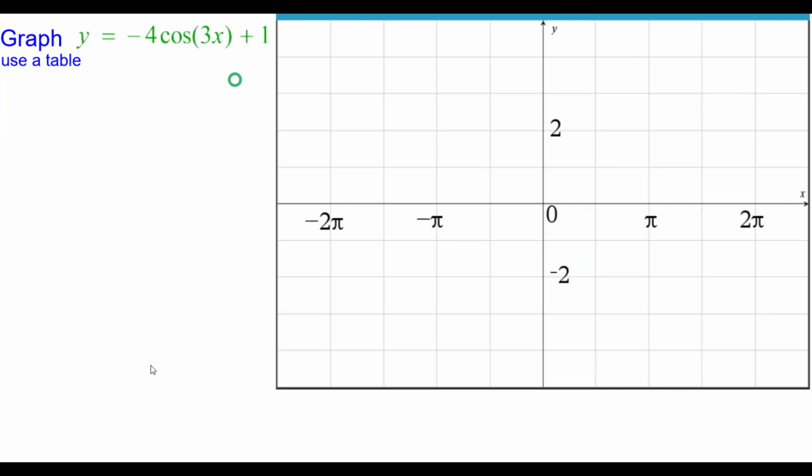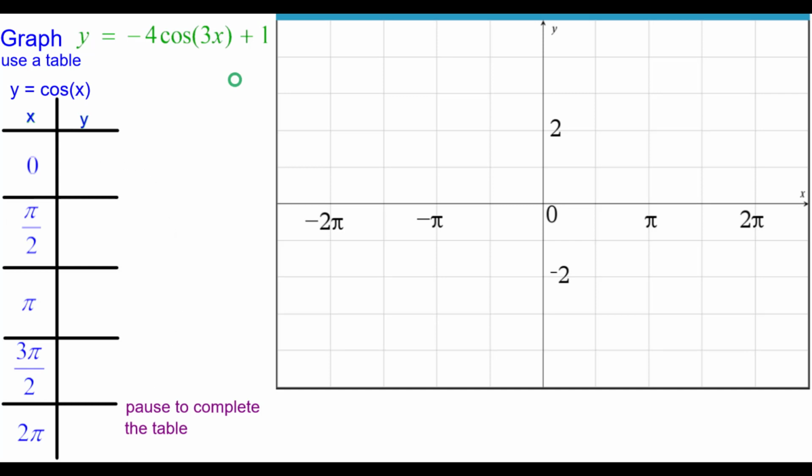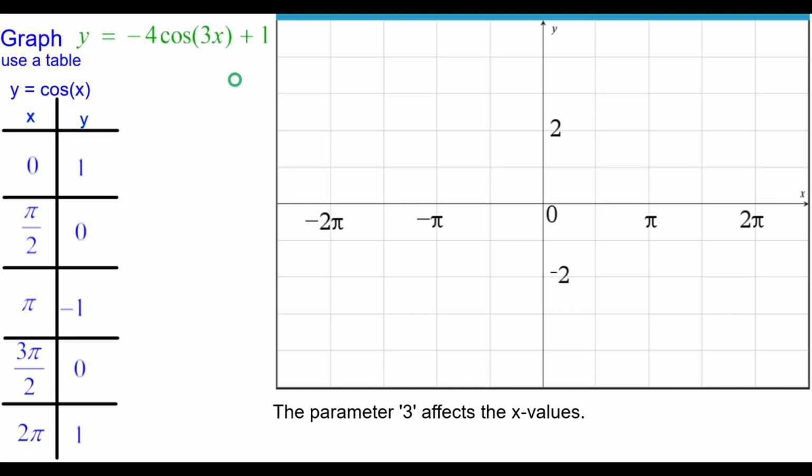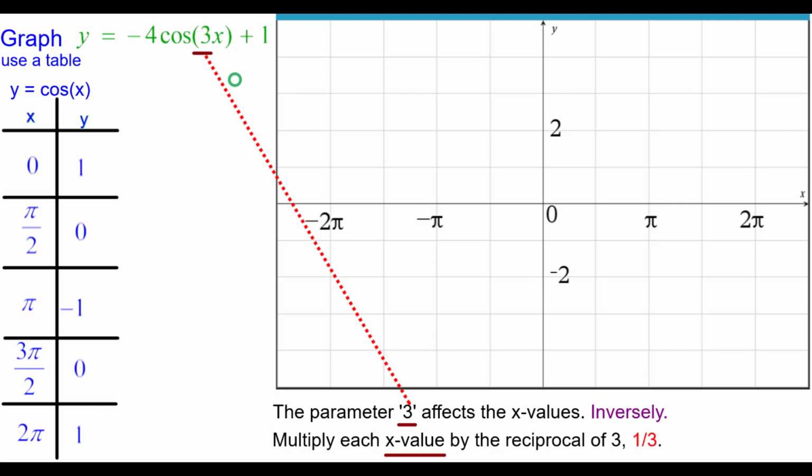The second way to do this is using a table. So again, I'd like you to pause to complete the table here. Those are our unit circle values on the axes. The parameter 3 affects the x values. It's the only one that affects the x values, and that's inversely. So we're going to multiply each x value by the reciprocal of 3, 1/3.